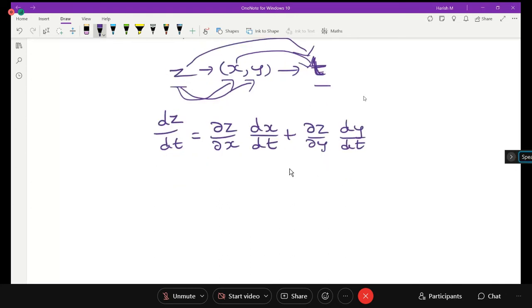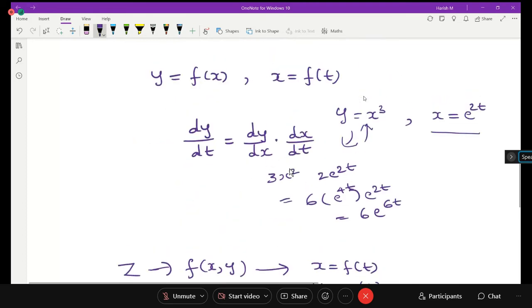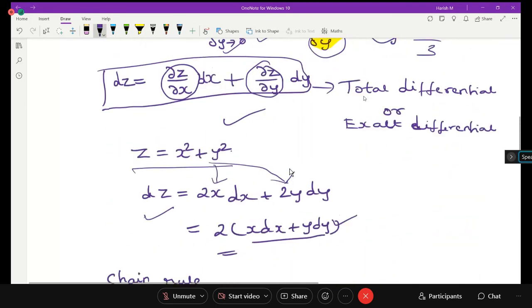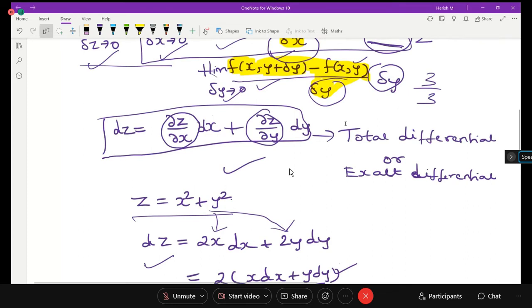Can you just see the total differential here? This is the same thing we wrote. It is not the same thing. It is called total differential.